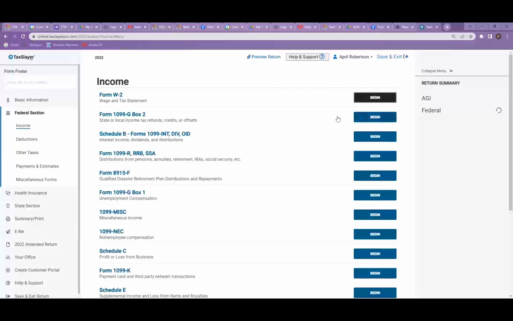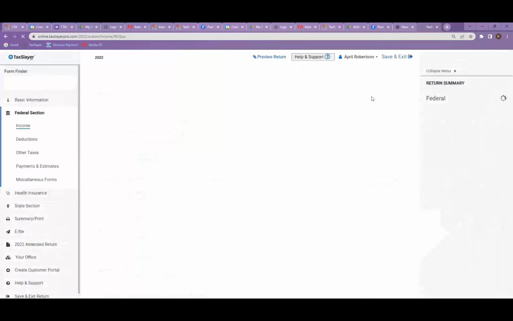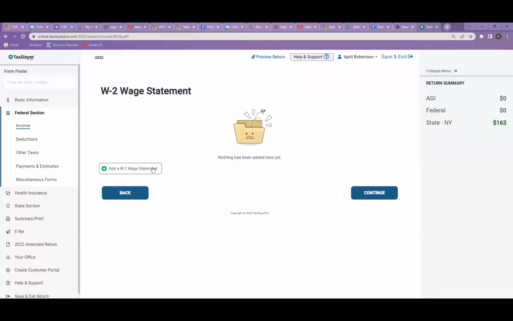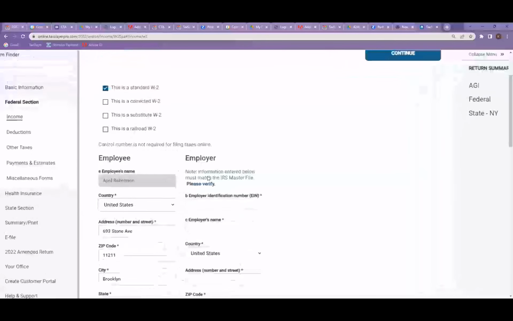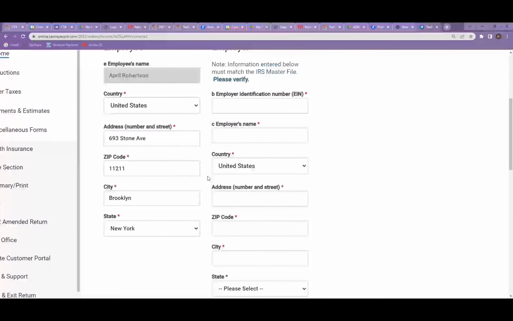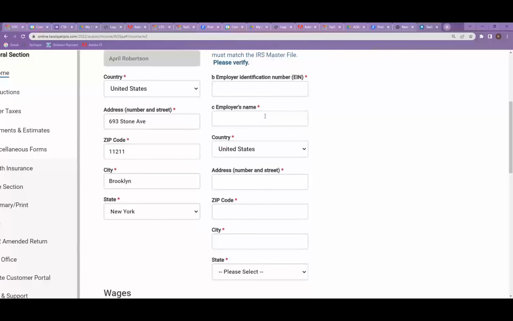Let's enter W-2 information. We have a W-2. So begin. And here we go. Standard. Scroll down a little bit. Okay. So I'm sorry, Box B. We're entering the EIN of Jerry Mason, the business is 13-439-7759. Okay, the name of the employer, Jerry Mason, Esquire.